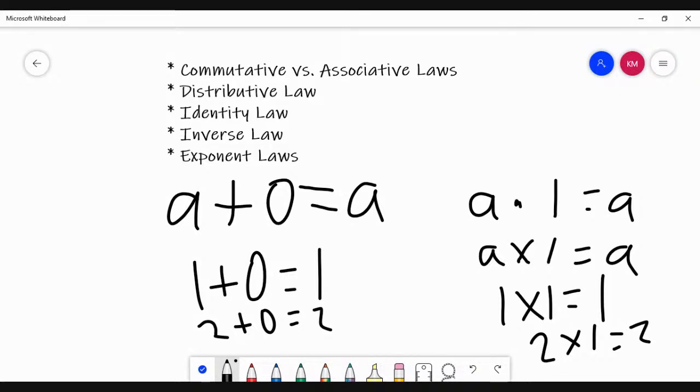So whether it's 2 plus 0, 50 plus 0, 5 times 1, or 501 times 1, all of them will equal the number that you are multiplying by 1 or adding to 0. Any questions on the identity law? All right, moving on from the identity law.